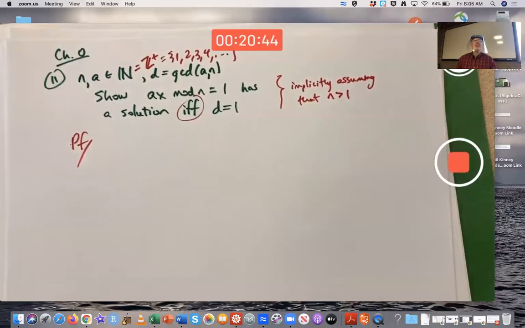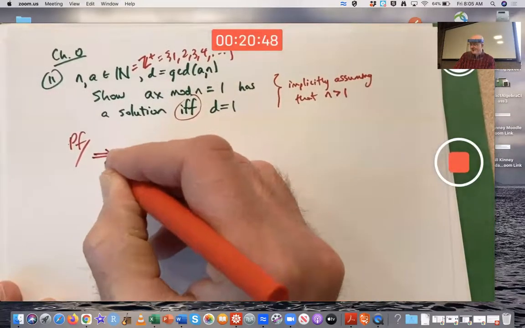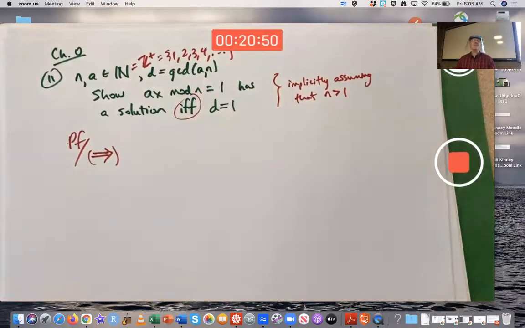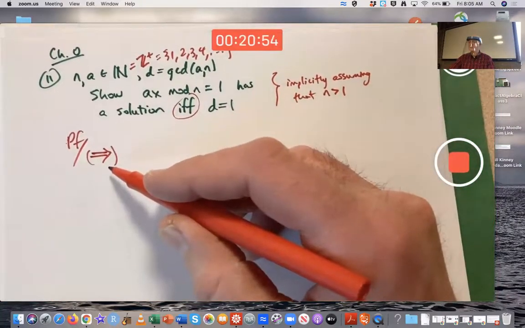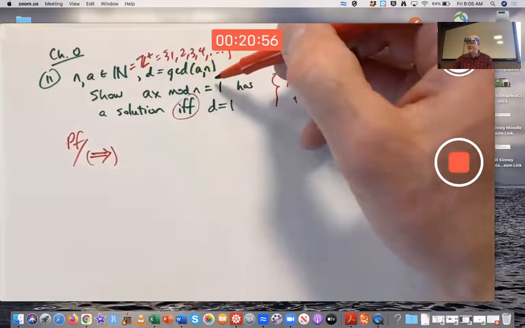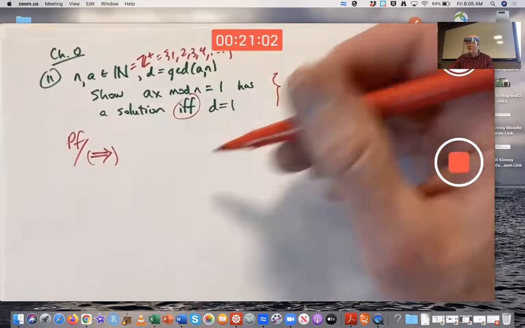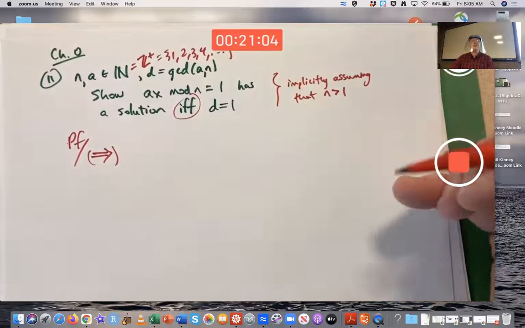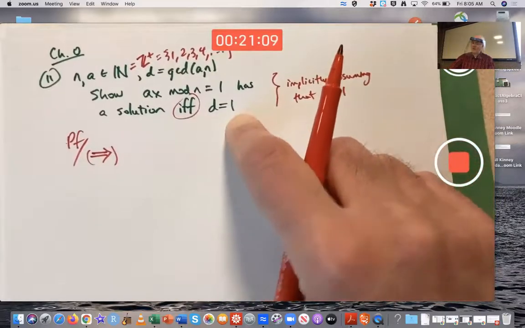As an if and only if, we need to do two directions, a left to right implication and a right to left. So if I do a rightward pointing arrow, that's a left to right implication. That means I need to prove that if this has a solution, then d is 1. The other direction, with a leftward pointing arrow, would be a right to left implication. If d is 1, why does that have a solution?